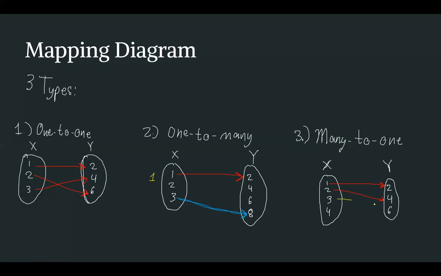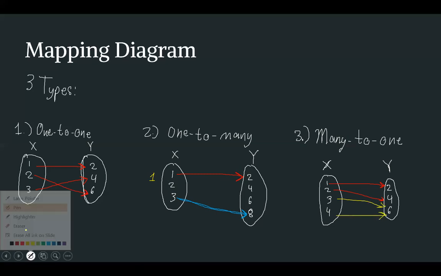Okay. So to sum it up, from the first mapping diagram, we have one-to-one. So meaning in here, one element from the set X is matched to only one element from set Y. So basically one-to-one. One partner, one partner, and so on and so forth.